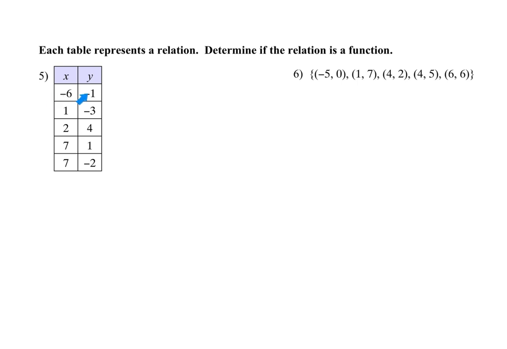If you look at this first one, 6 goes with -6 and -1, 1 and -3, 2 and 4, 7 and 1, 7 and -2. We have a problem. What's my problem? Yeah, we have 2 7s. This is not a function. This is really all you're telling me here. Is it a function or is it not a function?